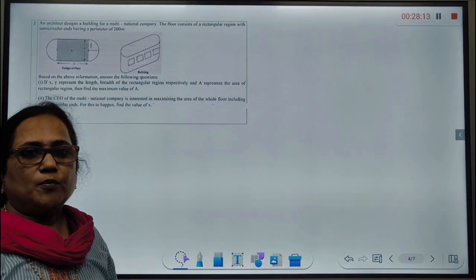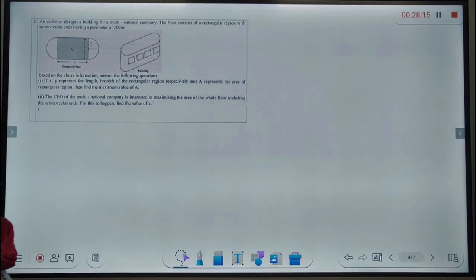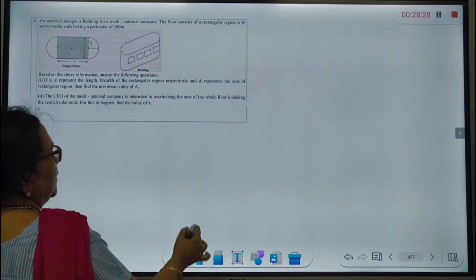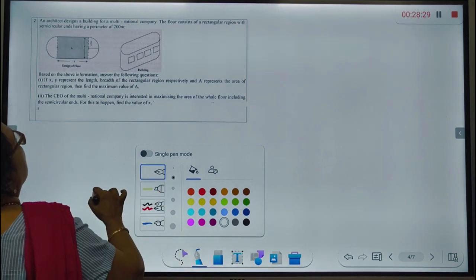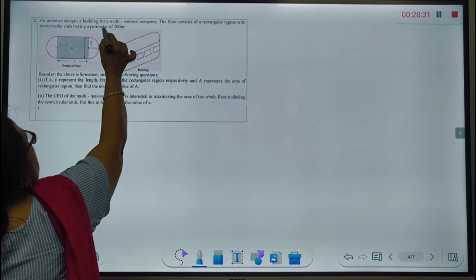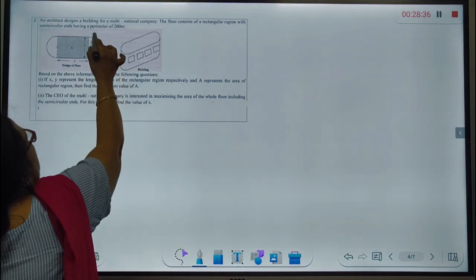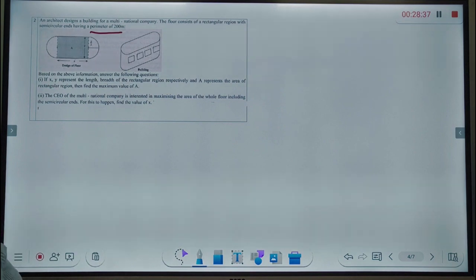Let's look at the next problem, next case study. You have an architect who designs a building for a multinational company. The floor consists of a rectangular region with semicircular ends having a perimeter of 200 meters. So based on this information, you have to answer the following questions.